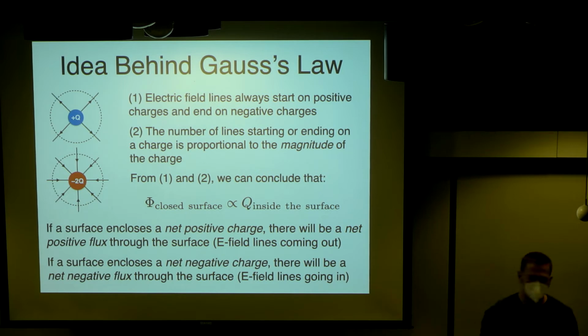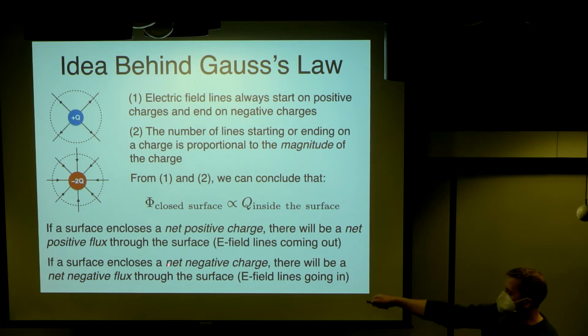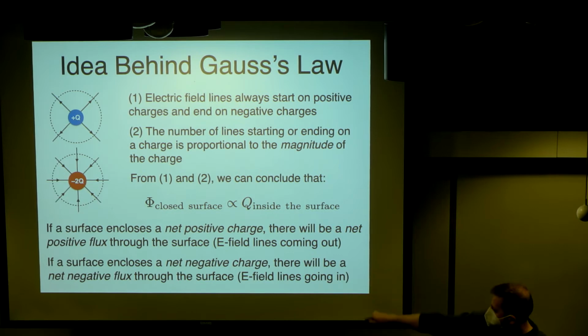That's why the flux through the closed surface just depends on how much charge is inside. Okay? Right, so we just said this a second ago, but let's repeat. If we have a surface which is surrounding or enclosing a net positive charge, there's positive flux because the E field lines are coming out. And if we have a surface that's enclosing a net negative charge, there will be a net negative flux through that surface. And the reason is the E field lines will be going in that sort of situation.